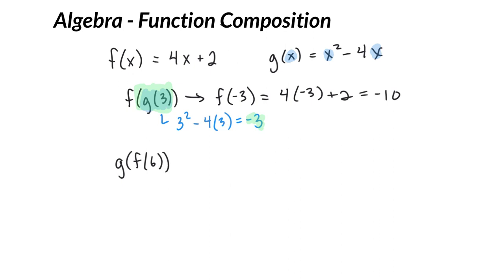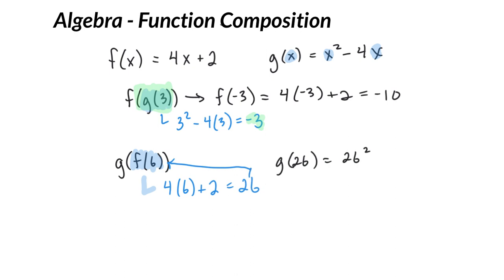So again, we're going to start on the inside. Start with f of 6. Well, f of 6 becomes 4 times 6 plus 2. Well, that's 26. So that will then go in place of my f of 6. So this will be g of 26, which, of course, looking at g, we'll have 26 squared minus 4 times 26, which is 572.